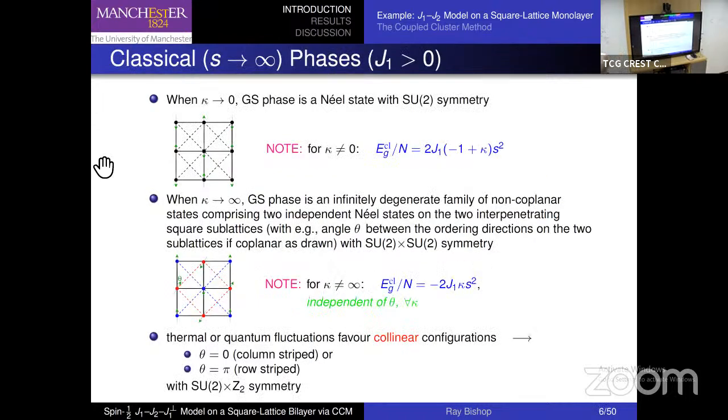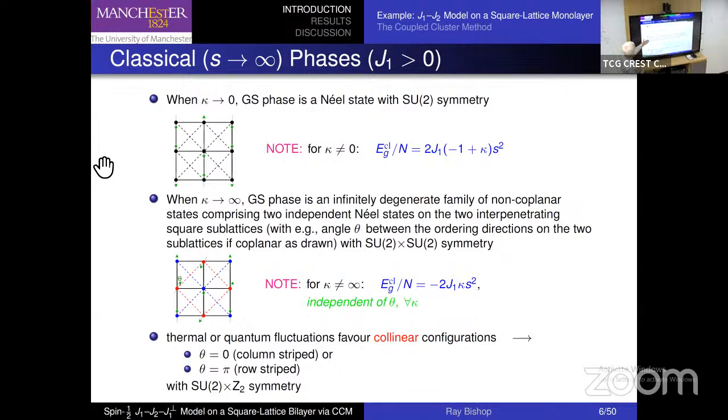So when kappa goes to 0, when J2 goes to 0, the ground state phase is a Néel state. It's got, shown with the green arrows here, the spins up, down, along every row and every column. Classically, dead easy to see that the ground state energy of this is as shown here. The J1 has got the negative term, but the J2, because the spins are parallel, has got the positive term.